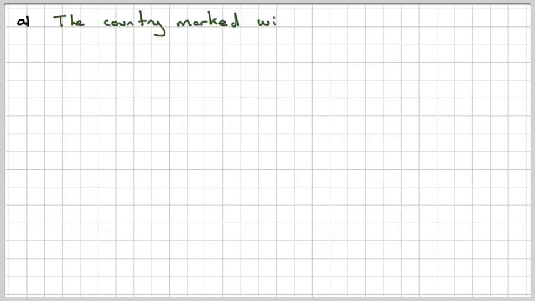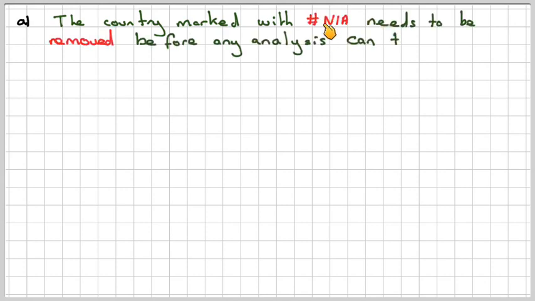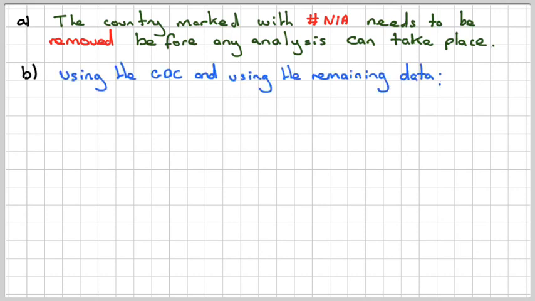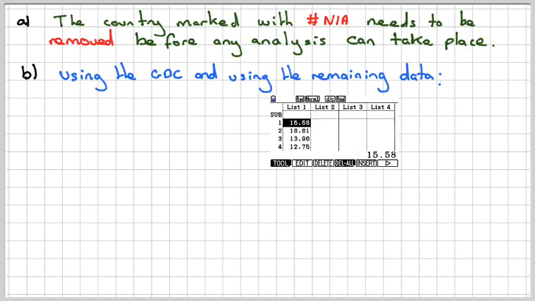Okay, so the countries marked with hash NA need to be removed before any analysis can take place. Now, you normally can do this on Excel and just put a filter in. So, if we now use the GDC for the remaining data, what you need to do is go to the statistics mode on your calculator and then create a column of that first column there of birth rates, missing out the one for the Falkland Islands or the Isles Malvinas.